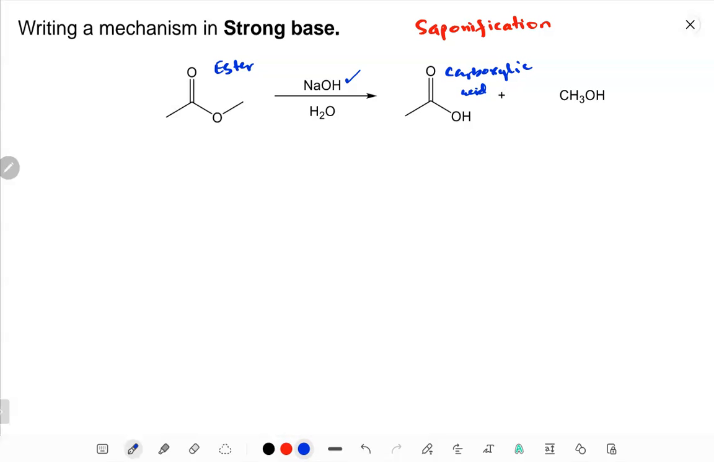So in this step, you have an ester. What happens next as the first step is that you have a strong base, NaOH, wherein a nucleophile called a hydroxide ion will serve as the nucleophile.